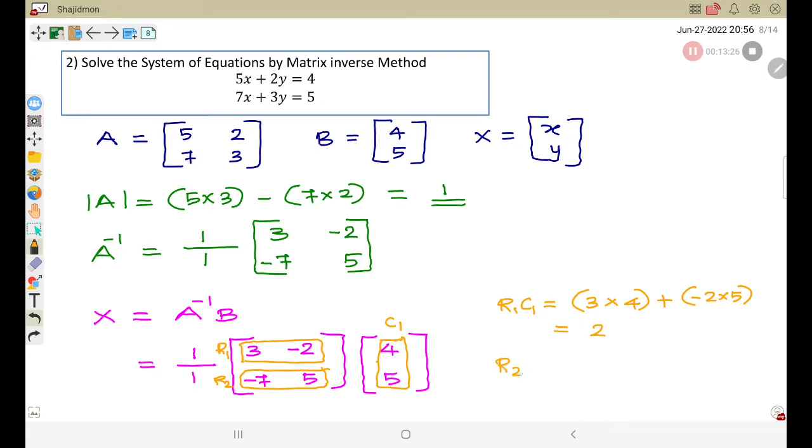Now R2 with C1. Second row with column number 1. R2 first number minus 7 multiply C1 first number 4 plus second number 5 multiply 5. Correct? So minus 7 multiply 4, minus 28. Minus 28 plus 25. 5 multiply 5. Correct? Minus 28 plus 25. So that we will get minus 3.